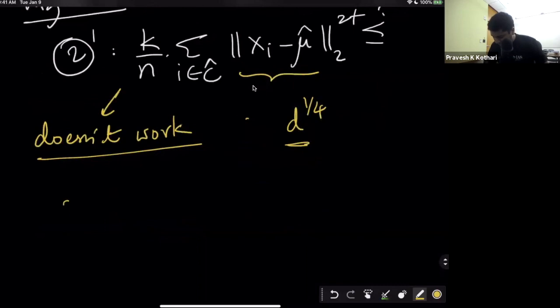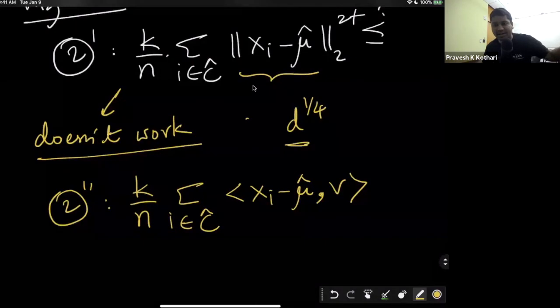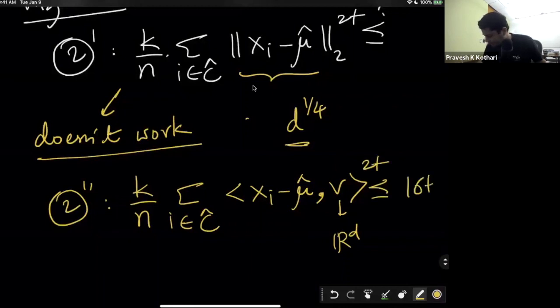Instead, what we will do is use 2 double prime, which is the following modification. So instead of testing the norm, we will look at moments of directional projections of these points. So we will take xi and mu hat and project them in some arbitrary direction v, where v is a vector in R to the d, and check if this is exactly the same value that we saw earlier. And this is legit true because, after I project to a single direction, I have a 1D function.